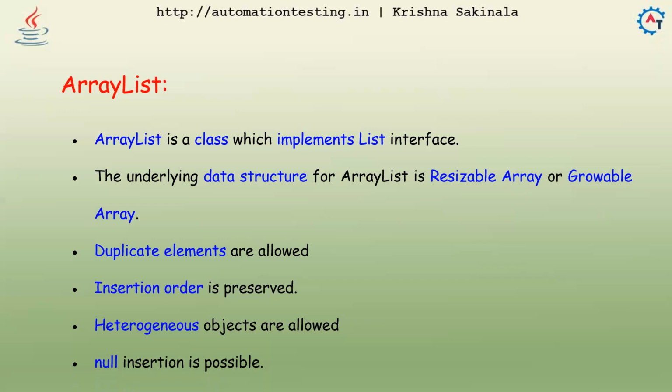So this is the brief information about ArrayList. It's a class which implements the List interface. It is developed on top of a data structure called resizable array or growable array. Duplicate elements are allowed, insertion order is preserved, it allows heterogeneous objects, and null can be inserted into this ArrayList.